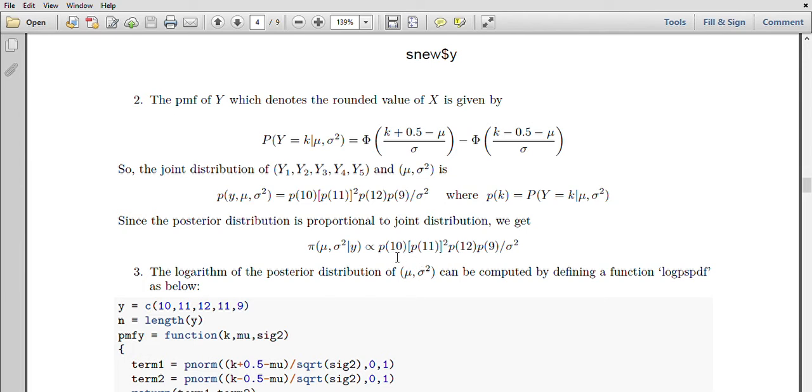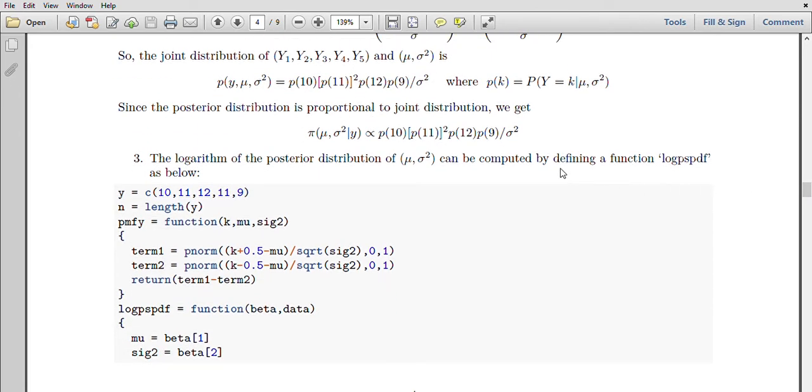Notice that it will be really difficult to get the exact posterior distribution, because here every value, P10, P11, P12, P9, all these values are functions of mu and sigma square, and in fact they are complex functions of mu and sigma square. So using the usual methods, we won't be able to simulate observations from this kind of joint posterior distribution. So we are going to use the function available in LearnBase to simulate observations from this type of joint posterior distribution. So let us see how it can be done.